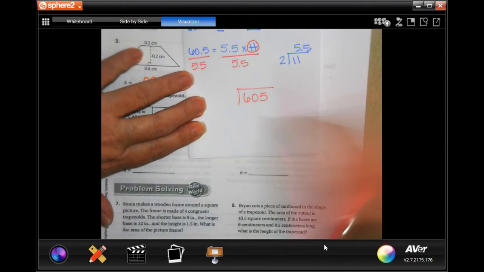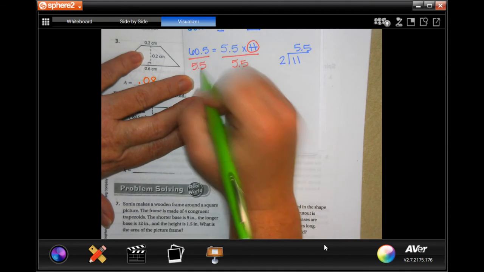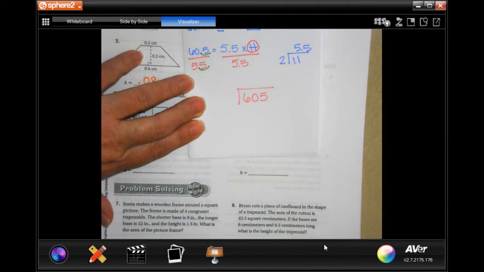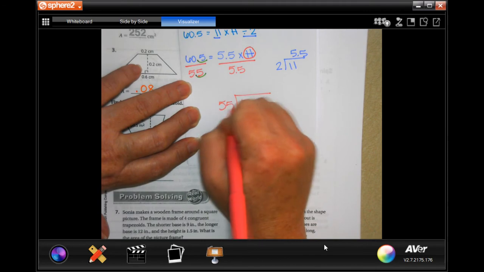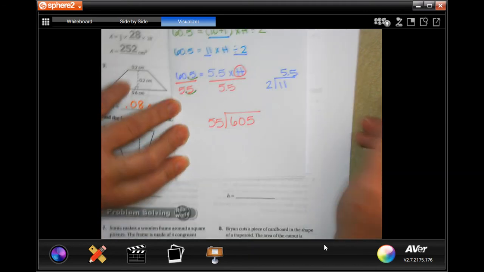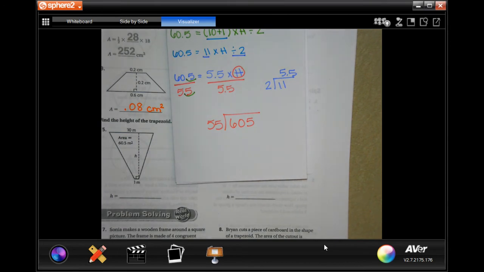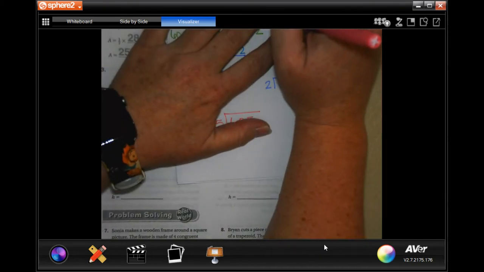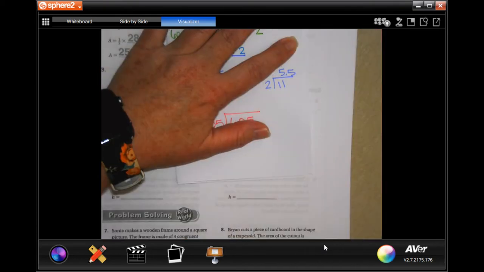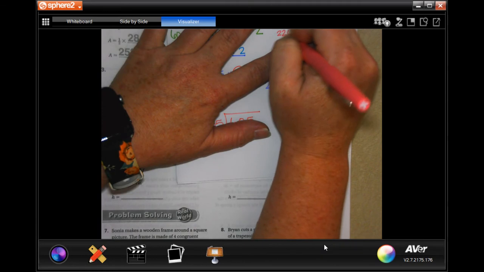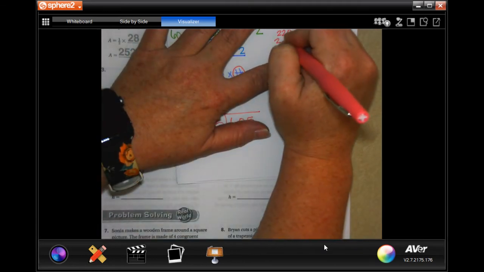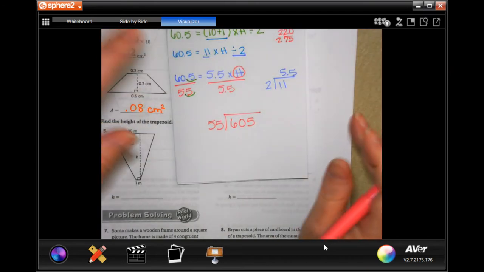If you'll remember, I cannot have a decimal outside of the box. So I need to move this one and move this one. Now it's going to be 55 into 605. If you're like me, you do not know your multiples of 55 past 110, so I'm going to go ahead and find those. We have 55, 110, 165, 220, and 275. Hopefully I won't have to go past that.